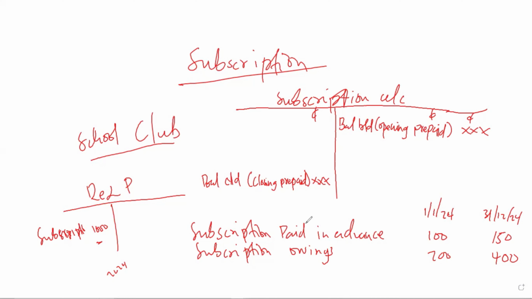And if it's an asset, then we all know that all assets have a debit balance. So if subscription owing is an asset, then the opening balance will be on the debit side. So when you have subscription, always for the opening balance, you come to the debit side and you write balance brought down. And because of the format, I'll write opening owings.